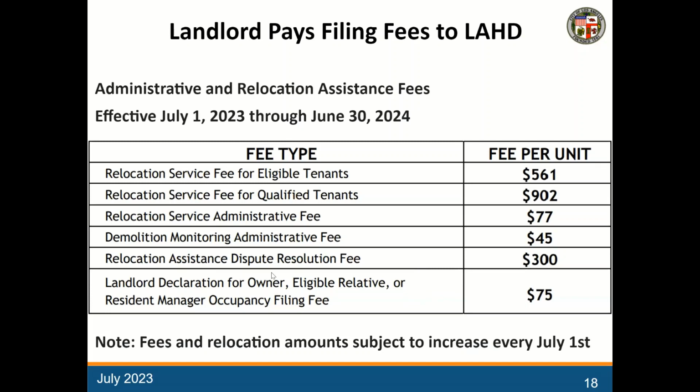And lastly, the relocation assistance dispute resolution fee is $300, but there is a waiver of the fee for low-income people. This fee is for the purpose of having an appeal hearing with a hearing officer if the tenant or the party or the owner, whoever files the appeal, disagrees with the determination by the consultant. Similar to the relocation amounts, the application fees or the filing fees are also subject to increase every July 1st.